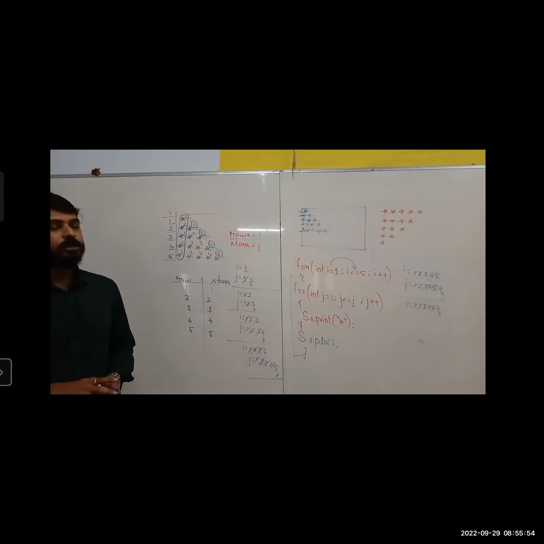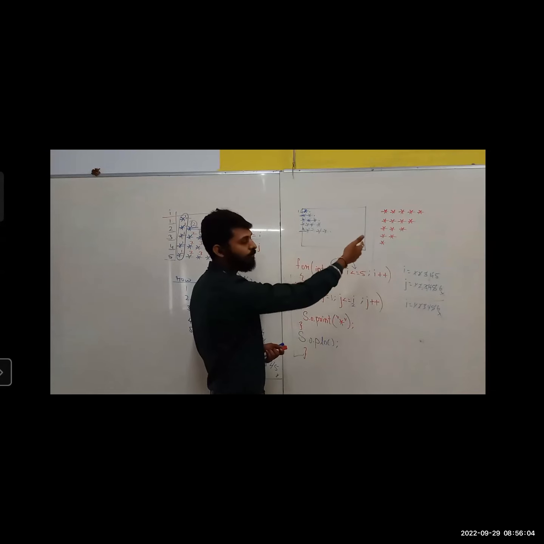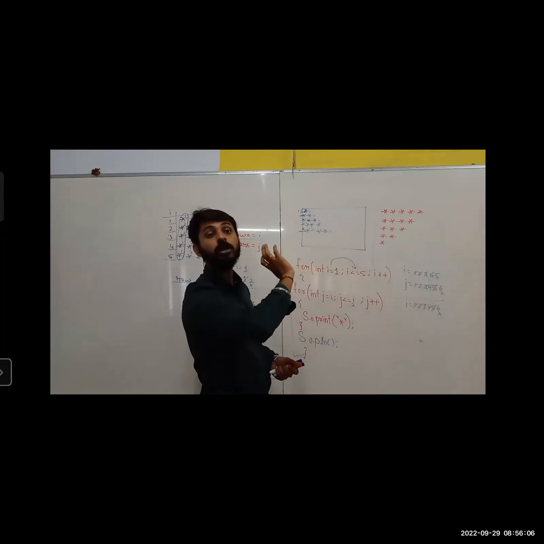Are you able to think logically and answer or not? That matters a lot. Okay. So please observe and tell me, in this for loop only, if I want to modify according to that particular pattern, what I should do?